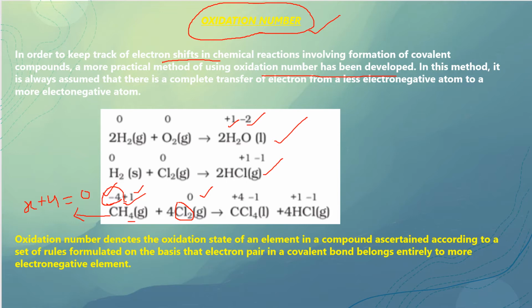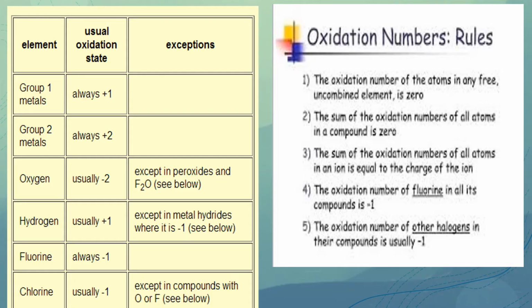Same way for CCl4, carbon will get +4 charge. Why? Because Cl is more electronegative. Each Cl is -1, so it will get +4. H +1, Cl -1, this way. So what is this oxidation number if I want to define? It is basically denoting the oxidation state of an element in a compound ascertained according to a set of rules formulated. On the basis of that, the electron pair in a covalent bond belongs entirely to the more electronegative element. That's why we are saying that we assume complete transfer of electrons.